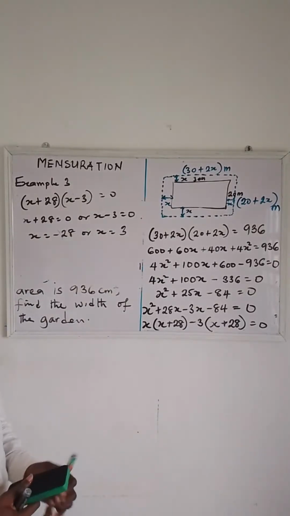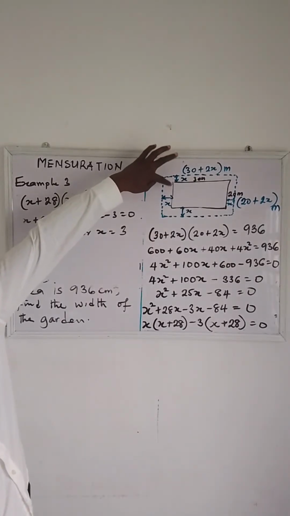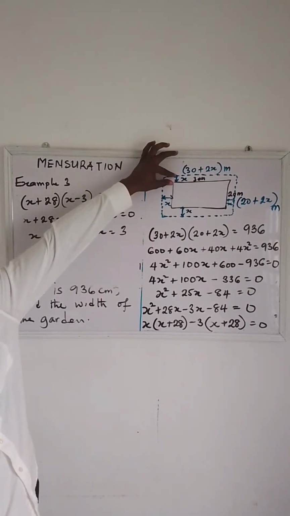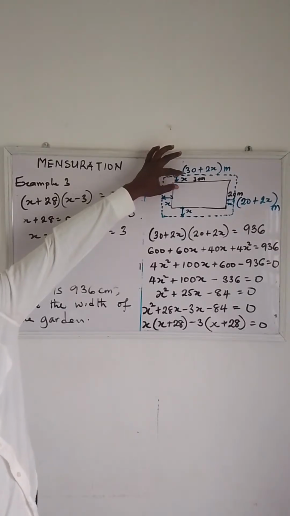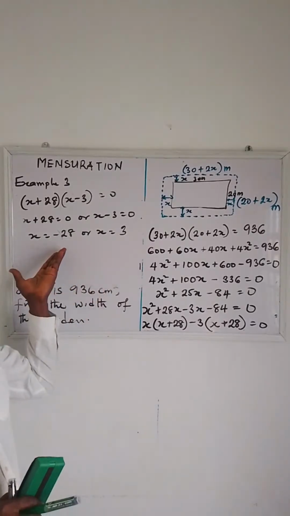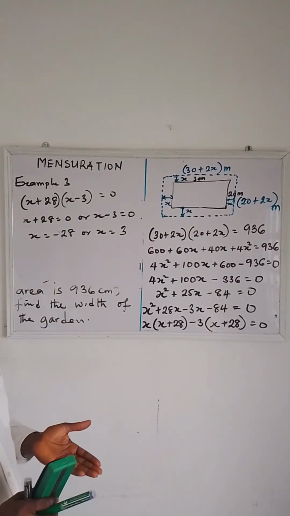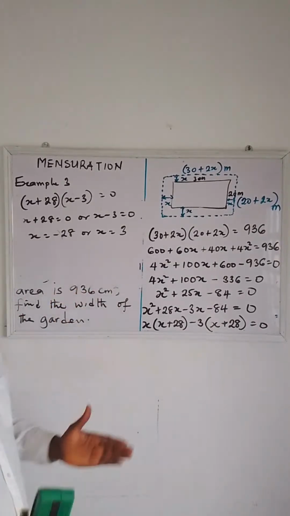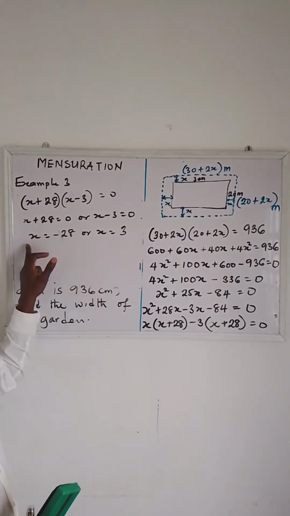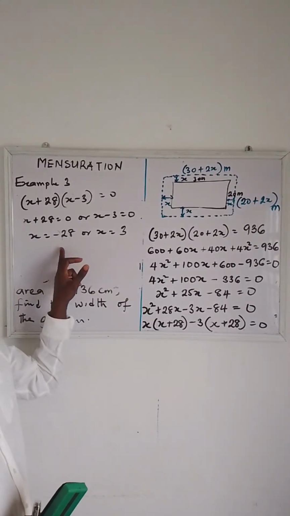Now look at it. We are looking for x, the width here. That's what we are looking for. So the width is a distance, so it cannot be negative. You cannot measure a distance and call it negative. You just find the absolute value, so it's going to be positive. So that means x cannot be negative 28. I hope you get that.